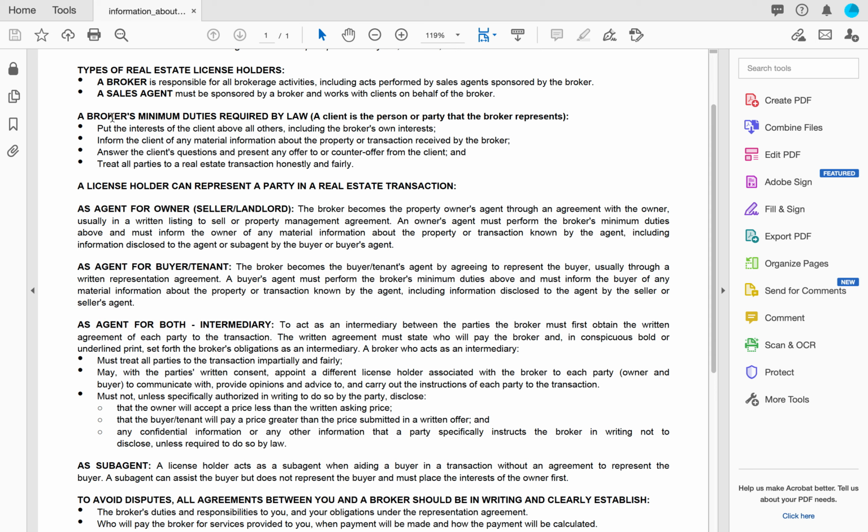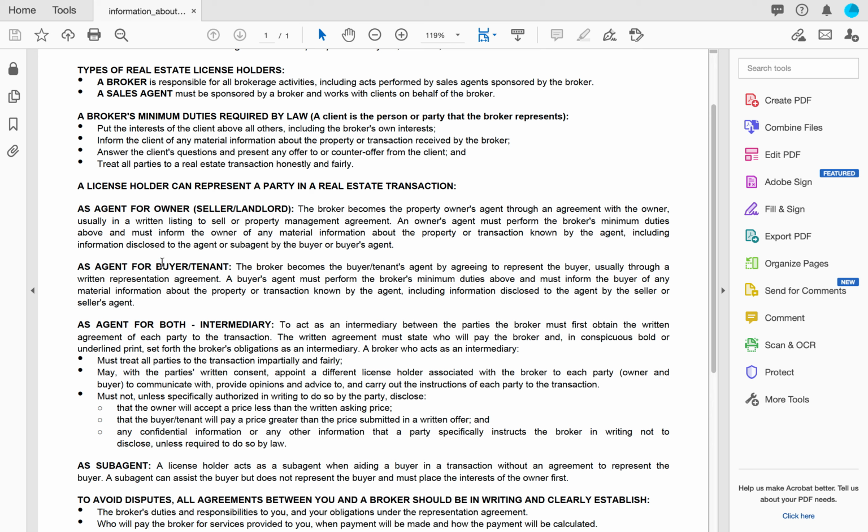So here's the minimum duties as required by law. You put the interest of the client above all others. Inform the client of any material information about the property or transaction received by the broker. Answer the client's questions and present any offer to or counter offer from the client, and treat all parties to a real estate transaction honestly and fairly.